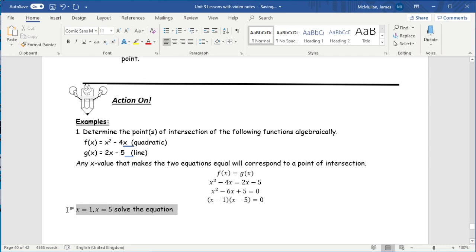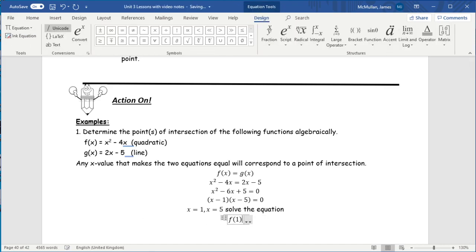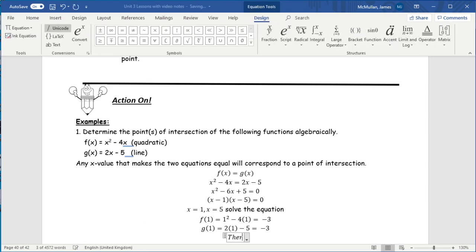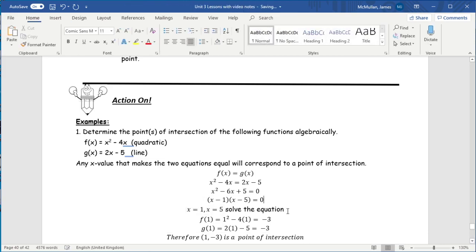Okay, now just to be clear, we could check this. So if we sub in 1, for example, f of 1 is equal to 1 squared minus 4 times 1, which is equal to negative 3. G of 1 is equal to 2 times 1 minus 5, which is also equal to negative 3. Of course, they should be the same if this works. Therefore, (1, -3) is a point of intersection.